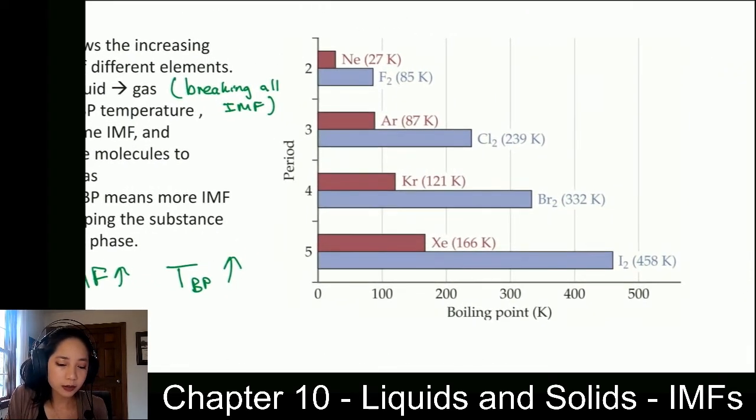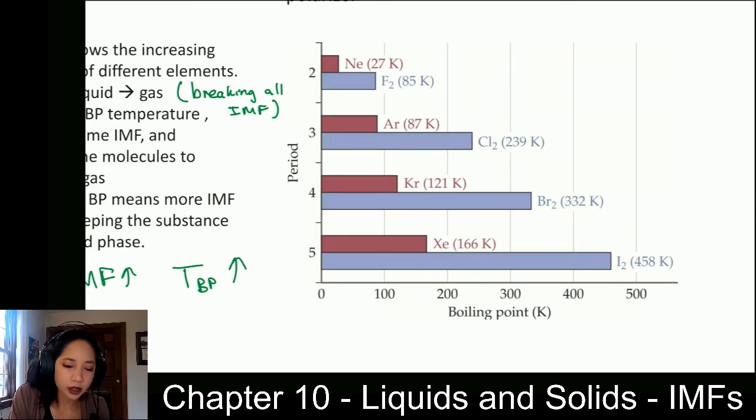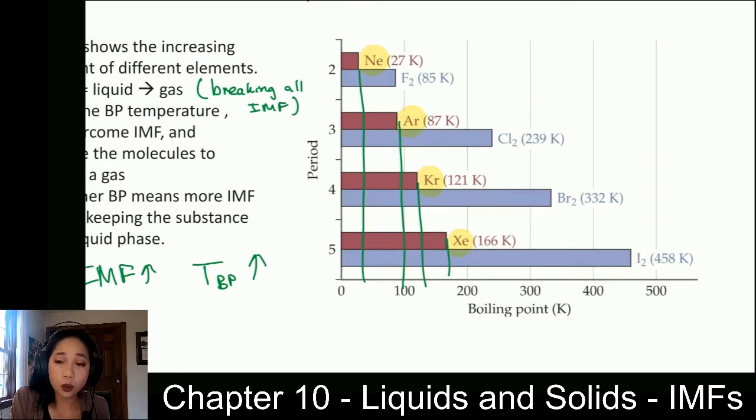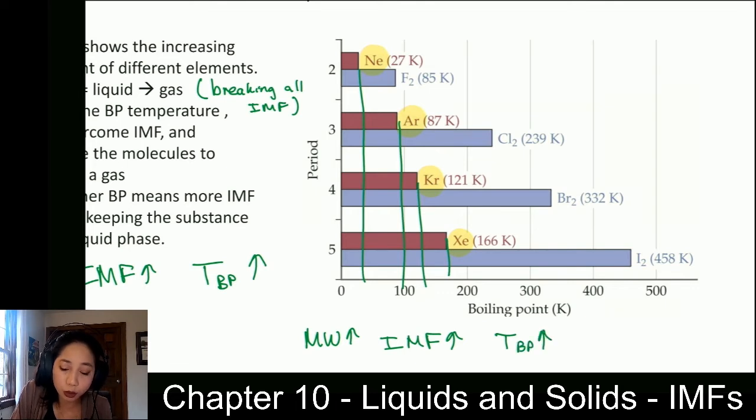So if we see here some different molecules or atoms, let's first look at the noble gases: neon, argon, krypton, and xenon. Here are their boiling point temperatures, and you see that they increase as you get to heavier elements. Xenon is much heavier than neon. It has more protons, neutrons, and electrons than neon. So you clearly see that as molecular weight increases, intermolecular forces increase in the sample, and the temperature at which you boil increases.